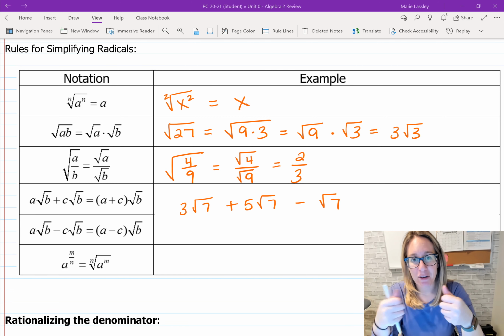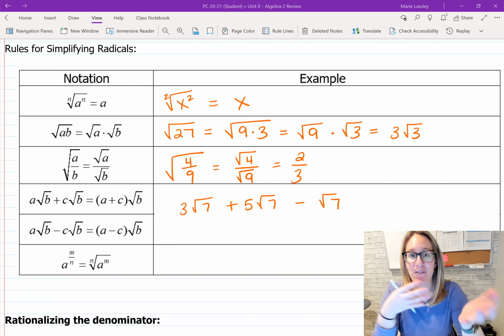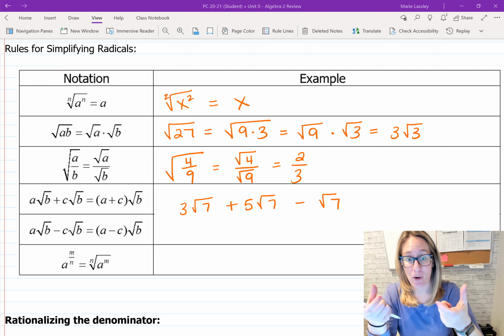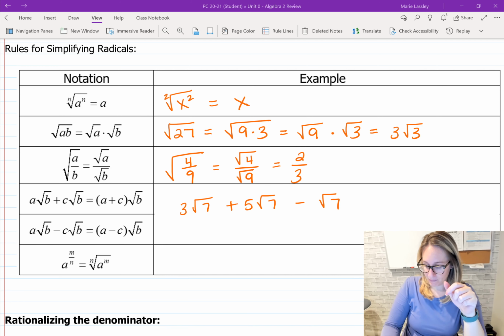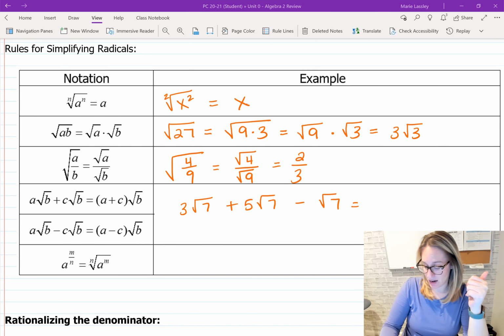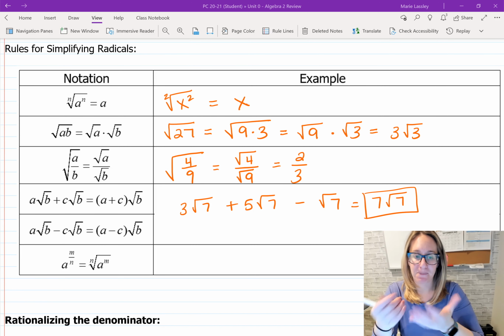These are also considered to be like terms because that square root of 7 is the same for all of them. So I can now combine the numbers out front and make this all into one term because they have that same square root of 7. I can just do 3 plus 5, so 8, minus 1, 7. So this becomes 7 root 7s, and that would be my final answer. This only works because they have the same square root number. If the number was different, then I wouldn't be able to combine them because they wouldn't be like terms.